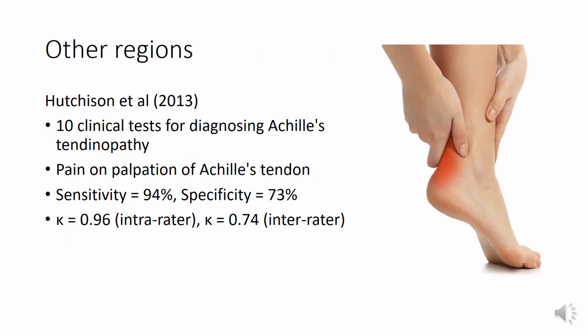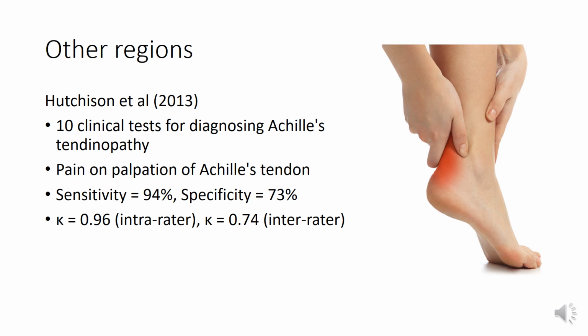So, we've looked at the spinal regions in terms of the reliability of palpation. But what about the other regions of the body? Are palpation techniques more or less reliable than those used in these other areas? Now, here is a summary of the results from a review by Hutchinson 2013. It looked at 10 different clinical tests for the diagnosis of Achilles tendinopathy used clinically. Specific to our topic here, palpation of the Achilles tendon to elicit pain was looked at in this particular review.